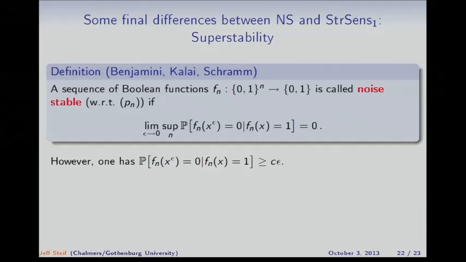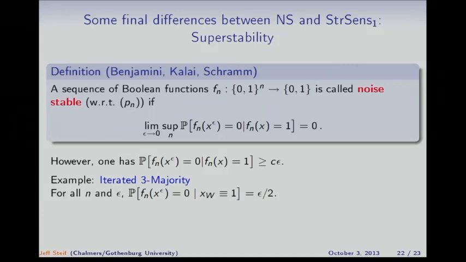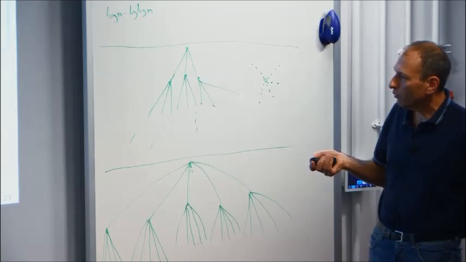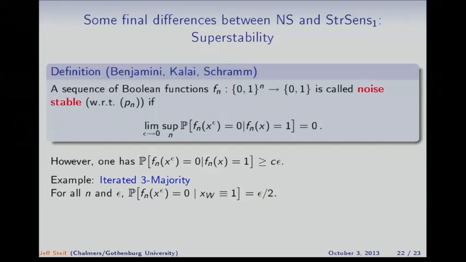Interestingly, three iterated majority is here. You make a three-iterated tree, you put bits down here, and you do majority iteratively. It turns out this is not strongly noise sensitive. And if you look at this probability of having a zero, given a witness is one. Wait, you said it's not noise sensitive. Sorry, thank you. It's not strongly noise sensitive. It's known to be noise sensitive. Then this thing is epsilon over 2.